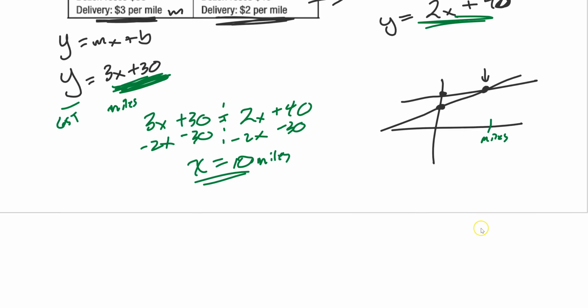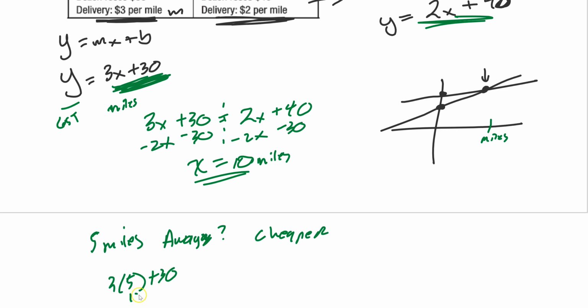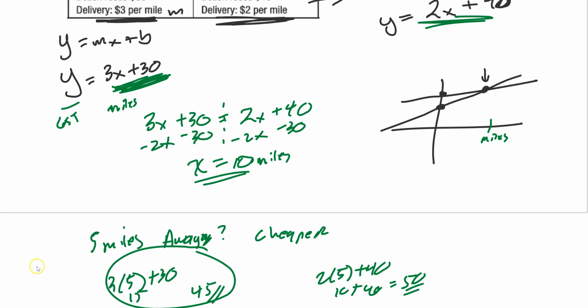Now, actually, what if I changed it? What if I said, hey, what if I live 5 miles away? Which one's cheaper? There's actually two ways you can do this. At 5 miles away, you can just plug in 5 miles to each of them, right? Let's plug in 5 miles to both. I get 15 plus 30, which is $45. And over here at Flowers R Us, dumb name, I get 10 plus 40, which is $50. So Full Bloom would be cheaper.